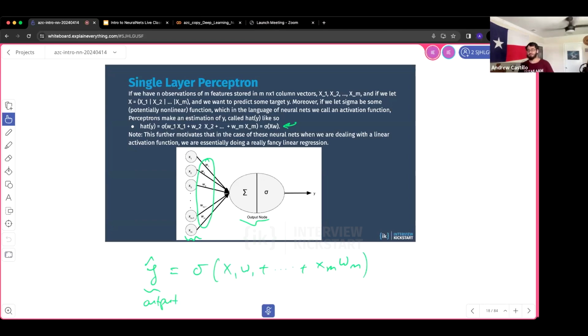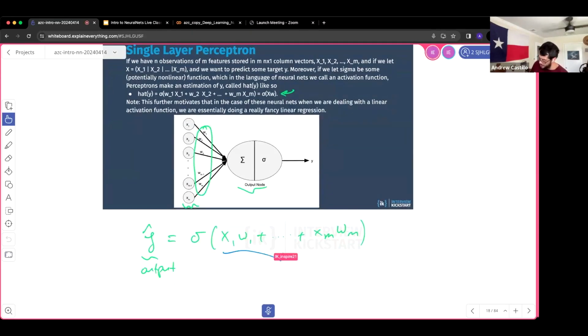xm times wm. So what's pretty much being done is we take the input, multiply by the highways of information, and put those into a linear combination. This is what's called a linear activation. This linear combination is then going to get fed into what's called an activation function.